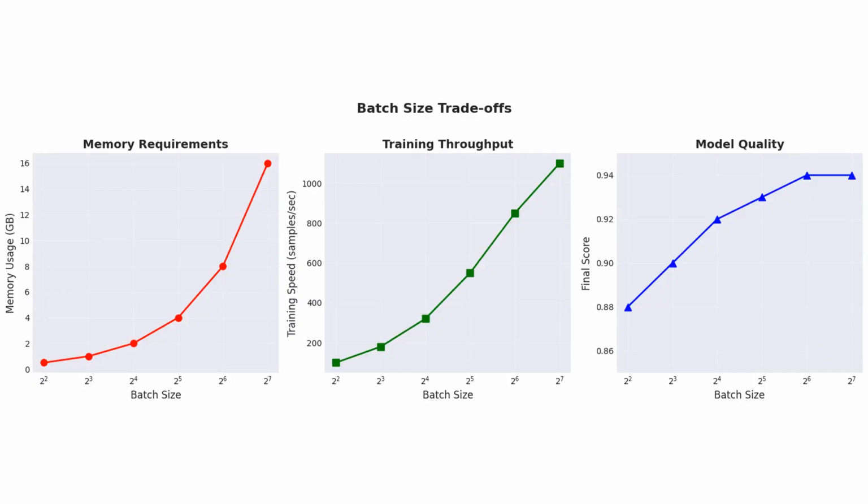Memory usage grows linearly with batch size. Training throughput increases sublinearly due to better GPU utilization. Model quality improves with larger batches but plateaus, showing diminishing returns. The sweet spot is often between 32 and 64 for most tasks.